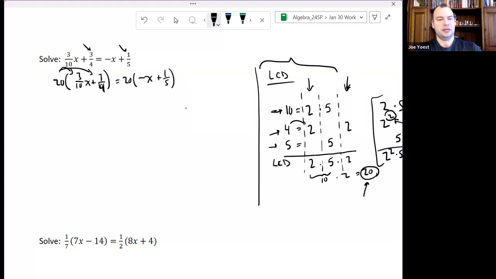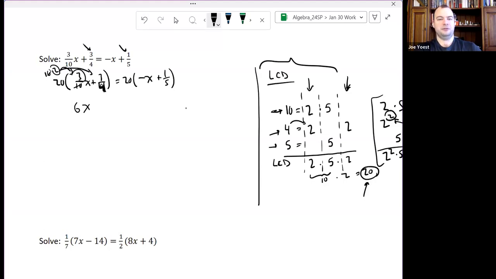So 20 times 3/10 x. I know there's a factor of 10 in the 20. 20 is 10 times 2. The 10s divide out. I'm left with 2 times 3 is 6x.